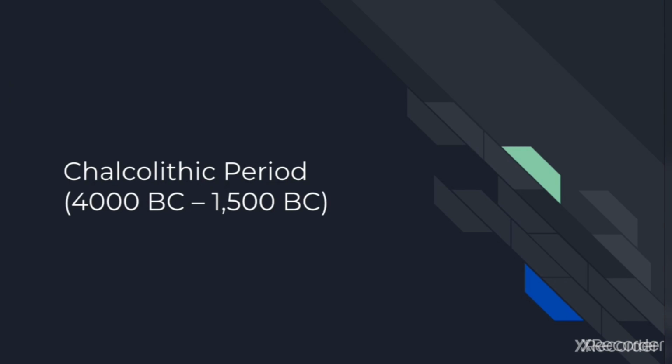Moving on to the Chalcolithic period, it ranged from 4000 BC to 1500 BC. It is also called the first metal age of India. It was part of the Bronze Age and Copper Age. It was mainly famous for farming communities.